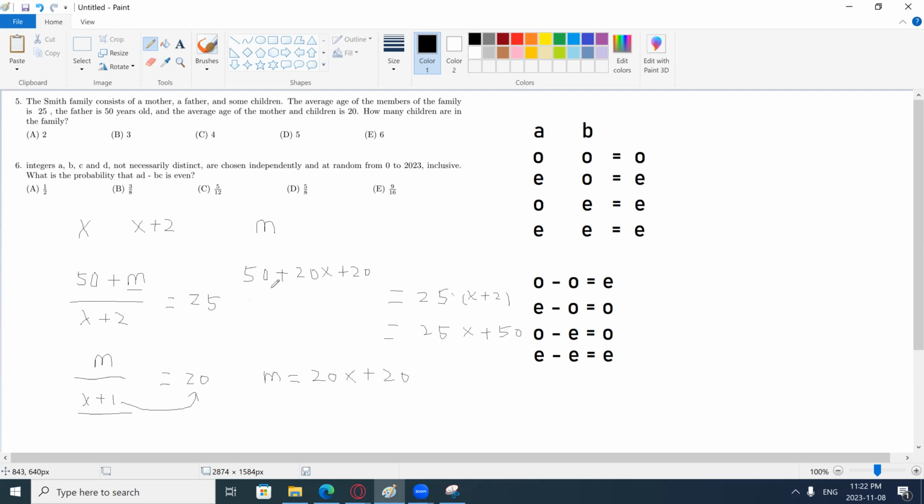And after some further calculations, let's say you subtract 50 on both sides, and you subtract 20x on both sides. So now you're left with 5x on the right-hand side and 20 on the left-hand side. And now you will get x equals 4. So there are 4 children, and the answer is C.